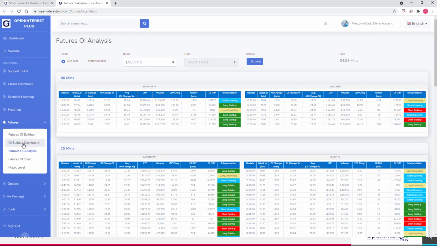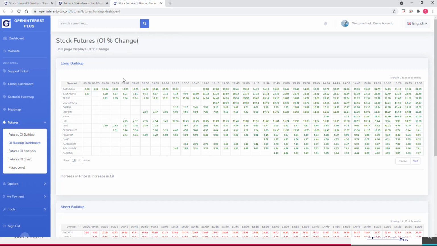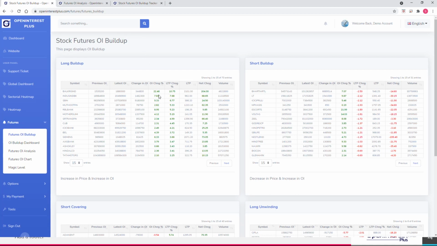Okay, before coming to that, let me cover the future OI buildup dashboard. This is a fairly new feature that was added today. This is a dashboard or a tracker, we can say. What we saw in the OI buildup here is this column, the OI change percent. When we want to pick a stock for long buildup or short buildup, we see where the OI percentage change is high, right?